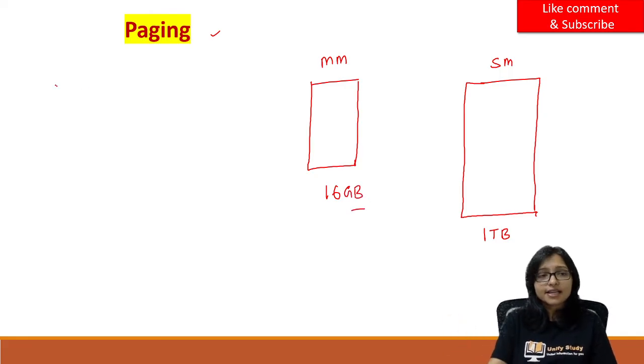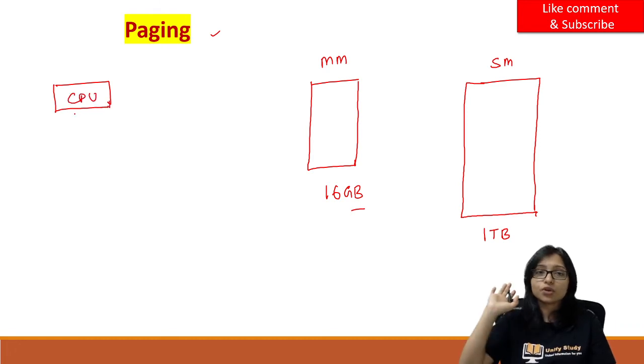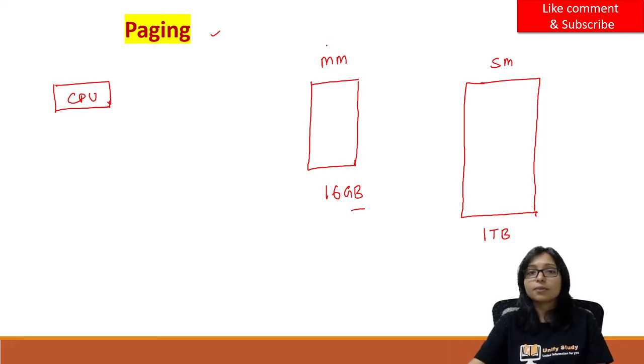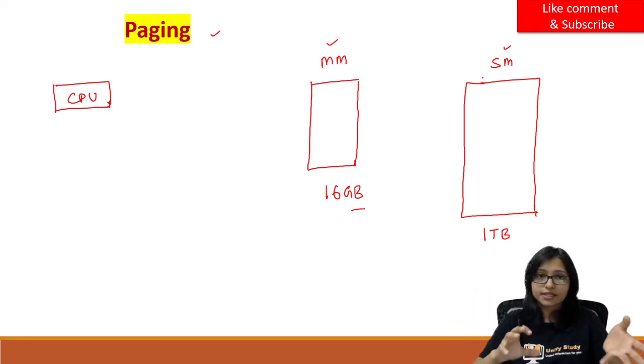Now here is the CPU. From where will the CPU execute each and every program? From the main memory, because the secondary memory speed is very slow. So we are sending some part of the program to the main memory, and after that the CPU will execute it. Now here the concept is coming: how will we send?